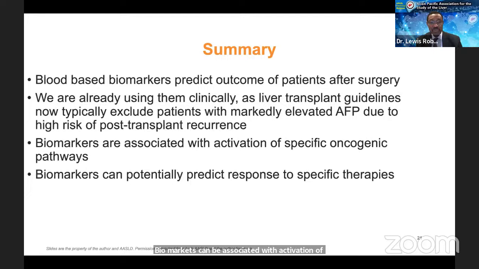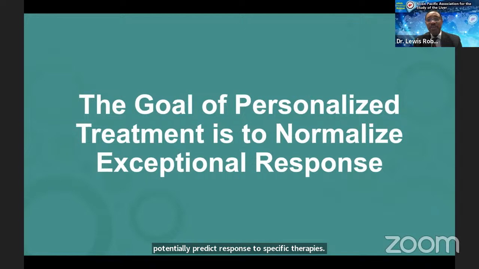So the next point that I wanted to make is that the goal of all personalized treatments is to normalize exceptional responses. So I say all of my patients want to have exceptional response. They don't want to be a patient that had average response.